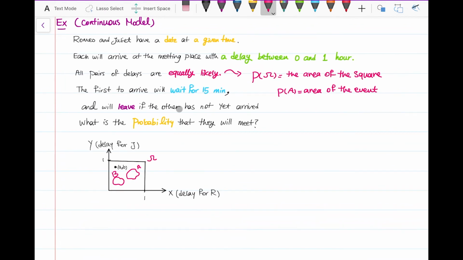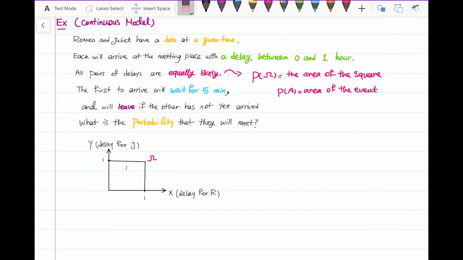Okay, so now we want to see what is the probability that they will meet each other. So if the first one arrives, he or she is gonna wait for 15 minutes, and if the other one has not arrived, she's gonna leave. So the difference between their delays should be less than 15 minutes if they want to meet each other.